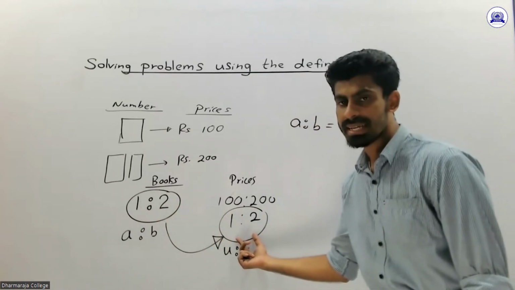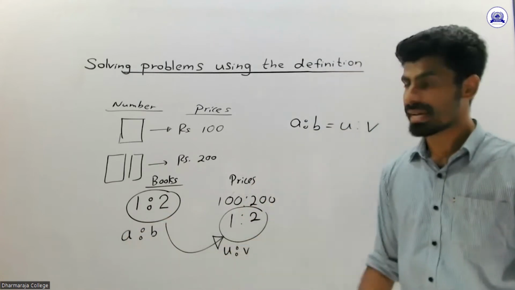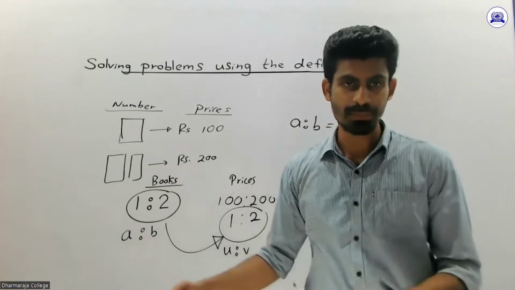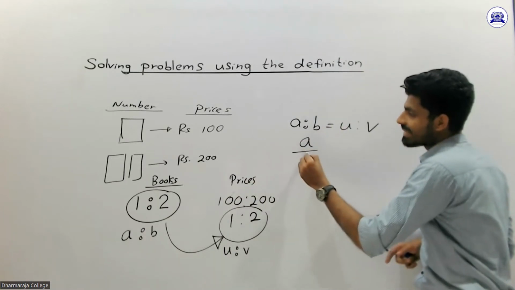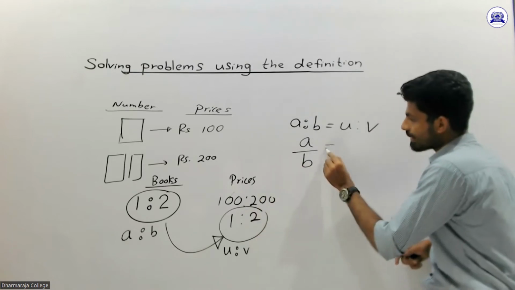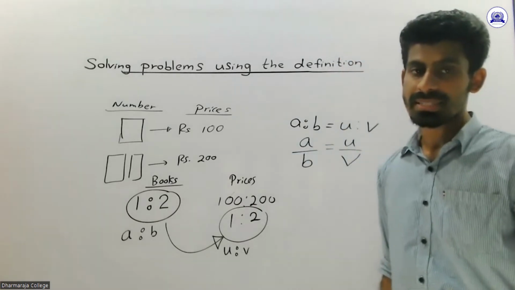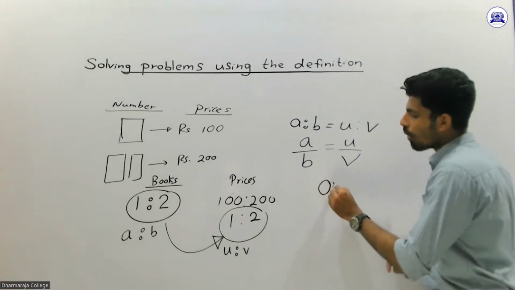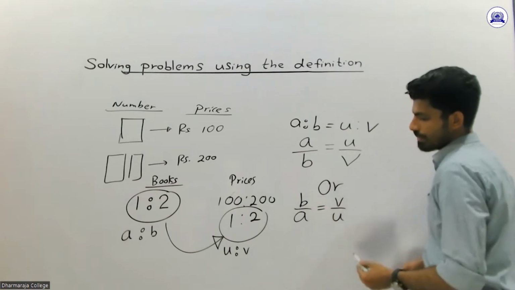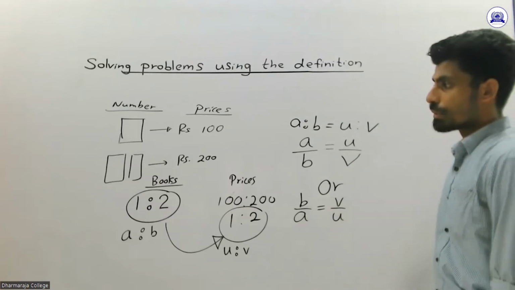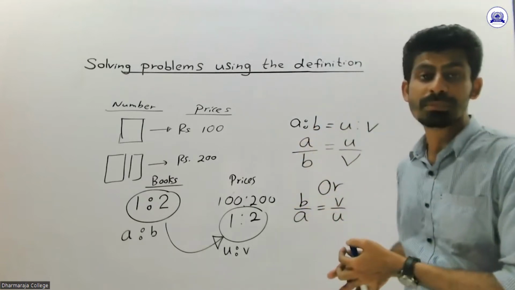1 to 2, 1 to 2. So instead of this, I substitute A to B, and instead of that, U to V. A to B equals U to V. Now I can express these ratios as fractions: A divided by B equals U divided by V. Or we can exchange the numerator and denominator: B divided by A equals V divided by U. Now we use this theorem to solve problems using the definition method.